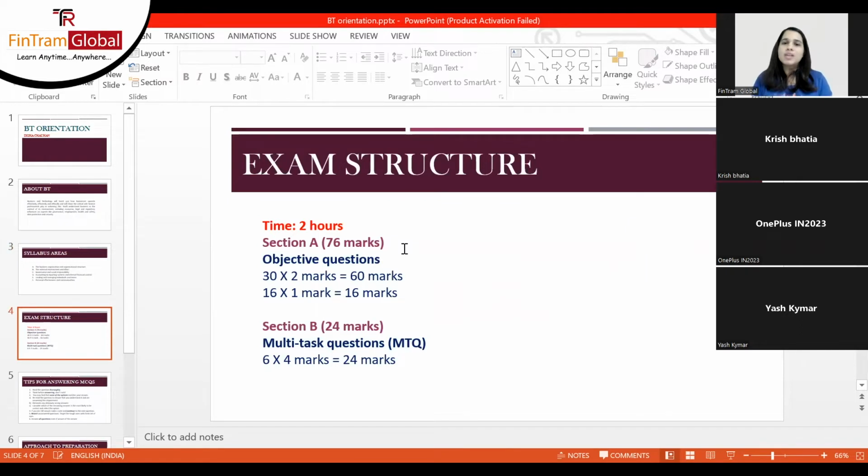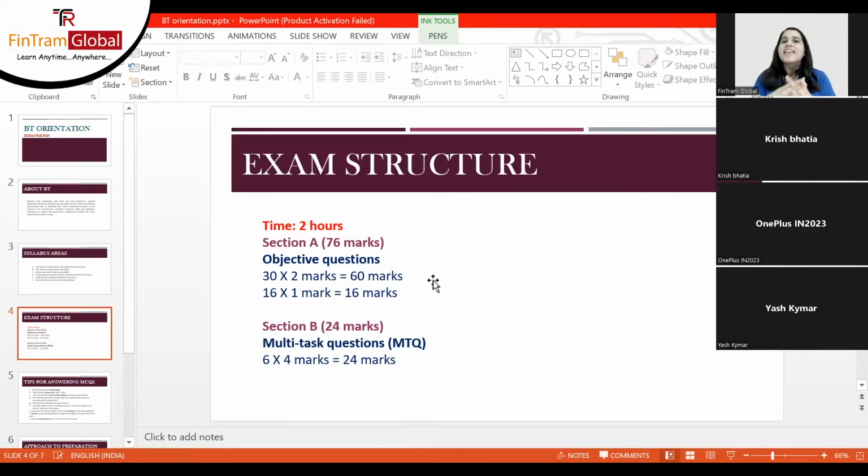Then moving on to the exam structure. This is an on-demand CBE exam. So the date is going to be decided by a particular individual when they want to give the exam. But the exam is for 2 hours only, and there's section A and there's section B. So there are 2 sections. First section is your objective, that is your multiple choice questions. So you will get 30 questions worth 2 marks, 16 questions worth 1 mark each. So the total becomes your 76 marks.